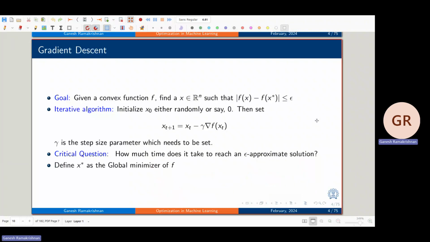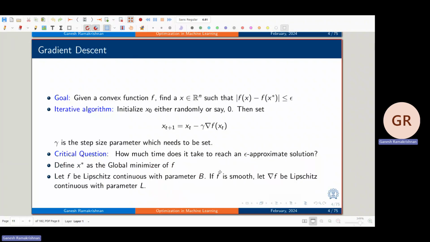Okay, so x star will be the global minimizer. And we're going to now characterize the convergence using some properties on f. So let f be Lipschitz continuous, let's begin with parameter beta for f. If f is smooth, let the gradient be Lipschitz continuous with parameter L. That means f is Lipschitz smooth with parameter L. Okay, so just register these. L continuity, parameter is beta. L smoothness, parameter is M.